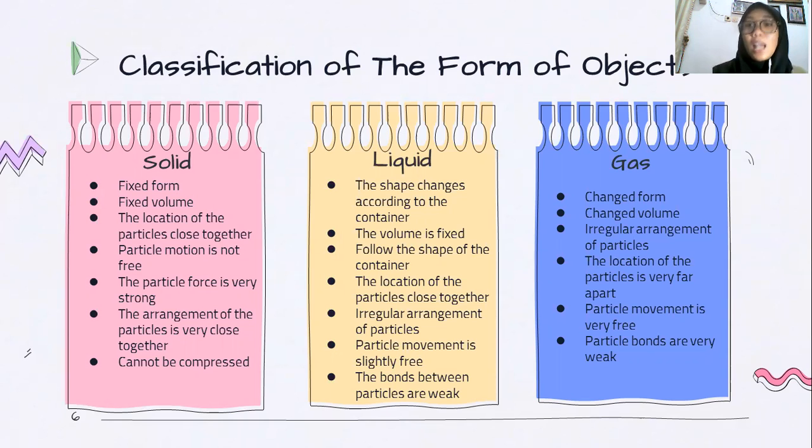And last is gas. Characteristic features of gas are changing volume and irregular arrangement of particles. The location of the particles is very far apart. Particle movement is very free. Particle bonds are very weak.